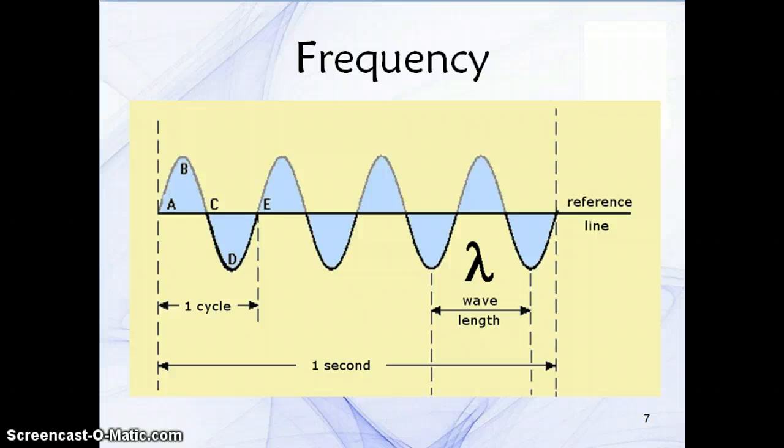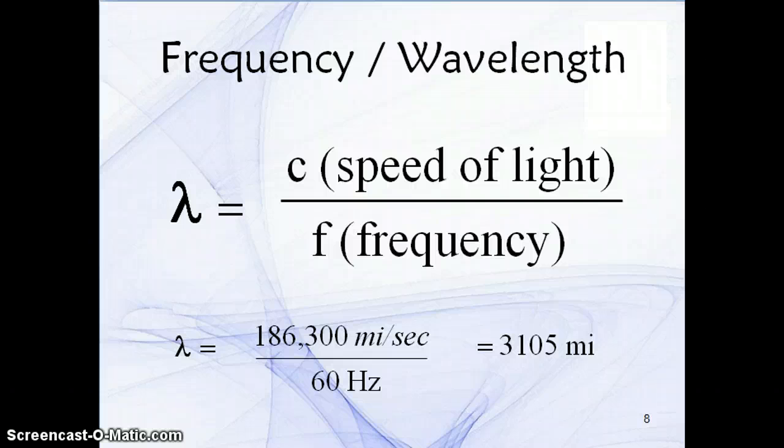And the formula for lambda, or wavelength, would be the speed of light over frequency in hertz. You can do this one of two ways. You can either do it by miles per second over frequency or meters per second over frequency. The meters per second over frequency would be 300 million.